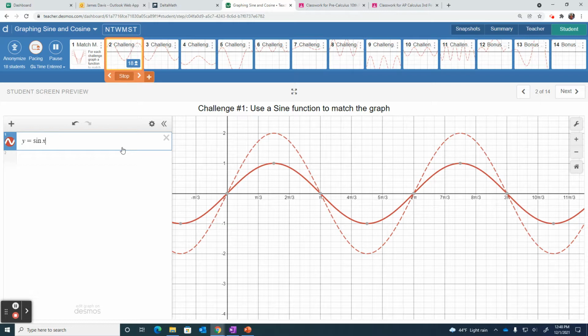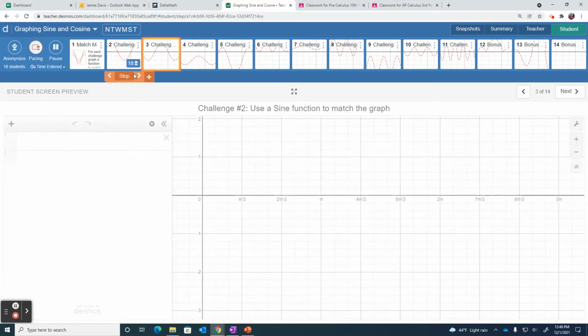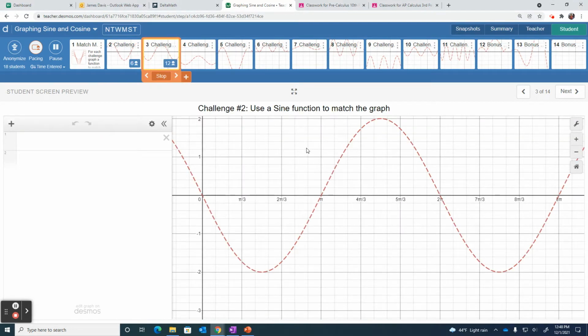So with this one, the only transformation we've got is the amplitude is changing, right? Amplitude is taller there. Midline is the same. Amplitude is 2. So all I've got to do is throw a 2 in front. And there we go. Easy warm up one there. All right, give this one a shot. See if we can figure this one out.